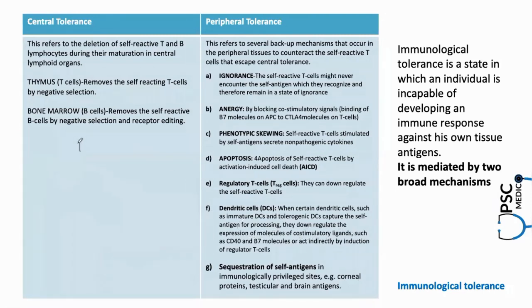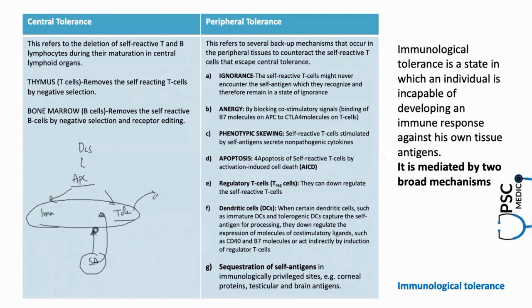Let me go back again. What are dendritic cells? Dendritic cells are antigen presenting cells, and there are two varieties: immature dendritic cells and tolerogenic dendritic cells. What do they do? They act on the self antigen. They detect the self antigen and take it inside. Now they do two functions. One is production of regulatory T cells. Regulatory T cells downregulate self-reactive T cells. The other function is downregulation of expression of the co-stimulatory ligands. So CD40 and B7 molecules are downregulated.